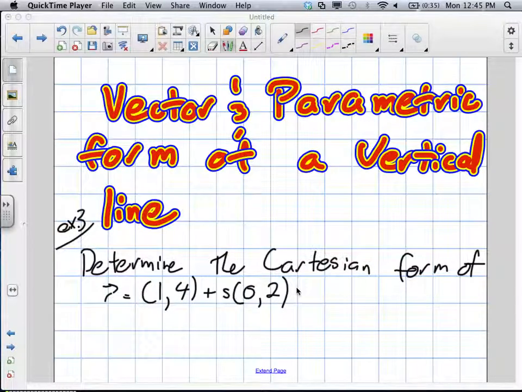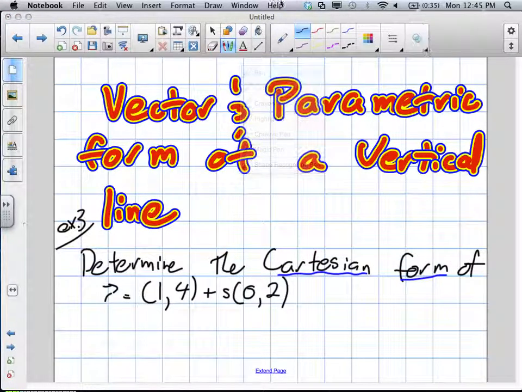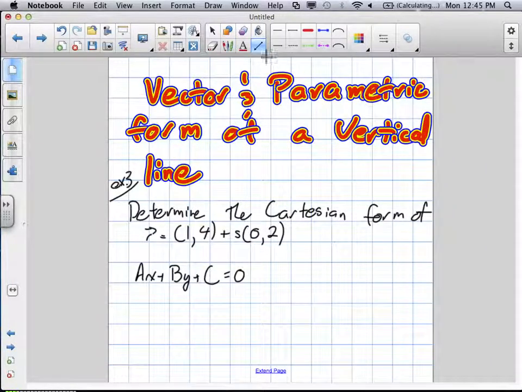Okay, vector and parametric form of a vertical line. And actually, this question in the end asks us to put this in Cartesian form. If you guys remember, Cartesian form was that form we just learned, that little equation where we had ax plus by plus c is equal to 0. But right now we're in our vector form, and we've got to try to make sense of what this is, what type of line this is.